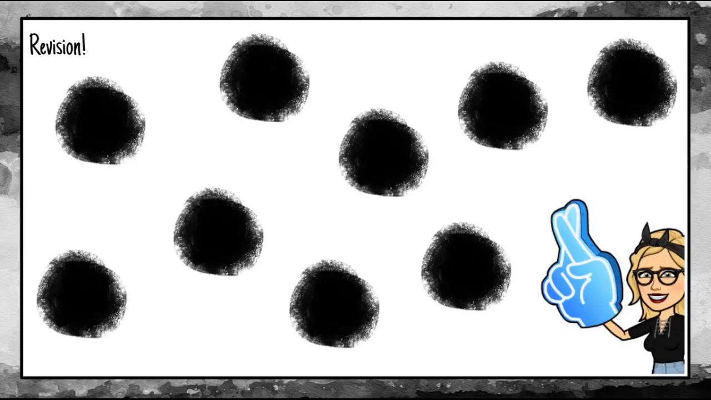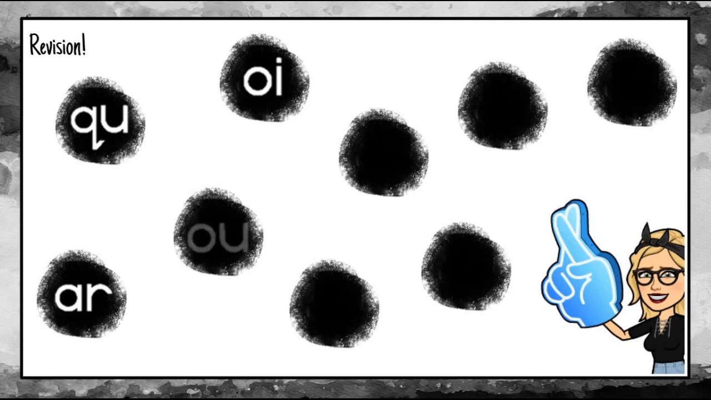Phonics. Can you remember the phonics that we did where we put 2 letters together to make one sound? Let's revise them. Say them with me if you can. Qu, as in queen. R, as in car. Oi, as in noise. Ow, as in house.